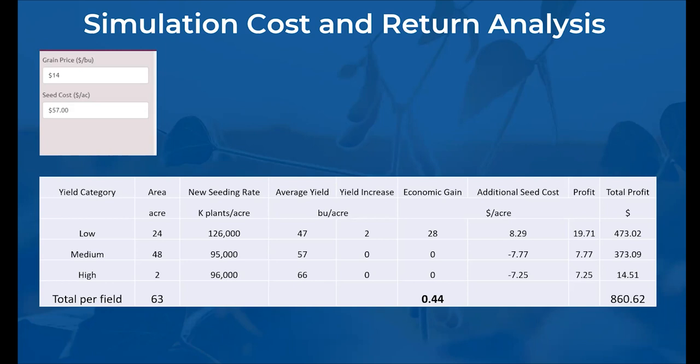and a yield increase of 2, we have an economic gain of 28, and then an additional seed cost of $8.29 an acre with a profit of $19.71 per acre. And then the overall profit of $4.73 for that zone. And then take note where the other two zones, we don't expect a yield increase, but we have an additional seed cost. We have a profit there because we're not paying for that, we're saving money by reducing that seeding rate for those zones. And that's helping add to our total profit by a good amount.